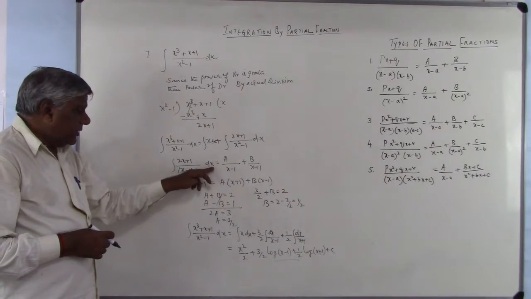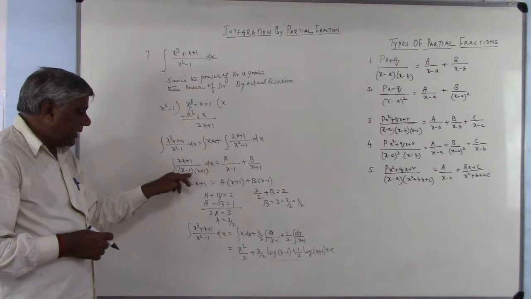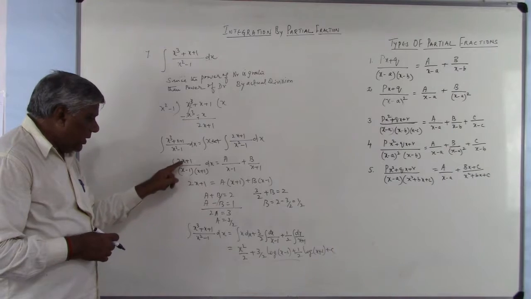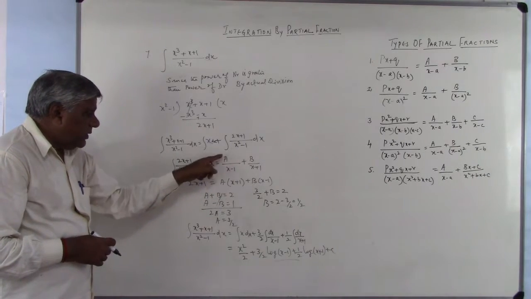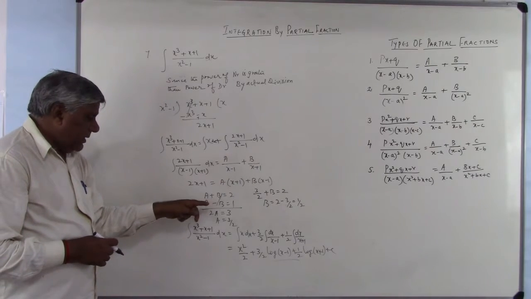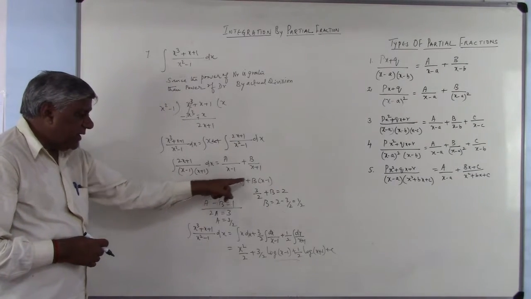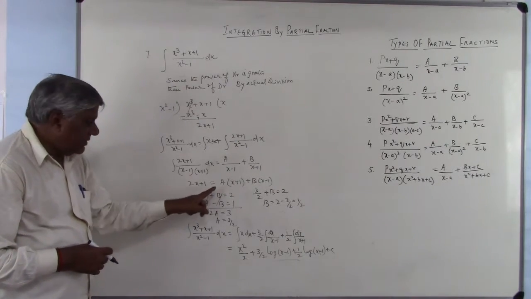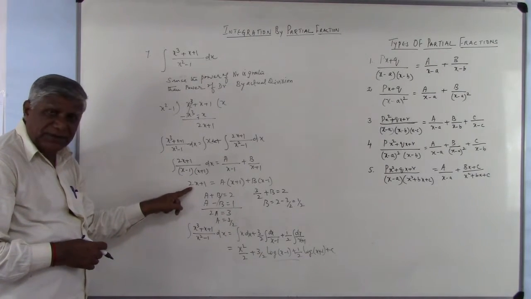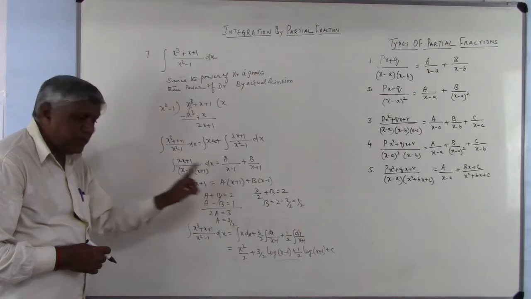We have done it: dx is equal to A over x minus 1 plus B over x plus 1. So now 2x plus 1 is equal to A into x plus 1, plus B into x minus 1, cross multiplication. Now equate the coefficients of x and constant. A plus B is equal to, what is the coefficient of x? It is 2. So A plus B is equal to 2.